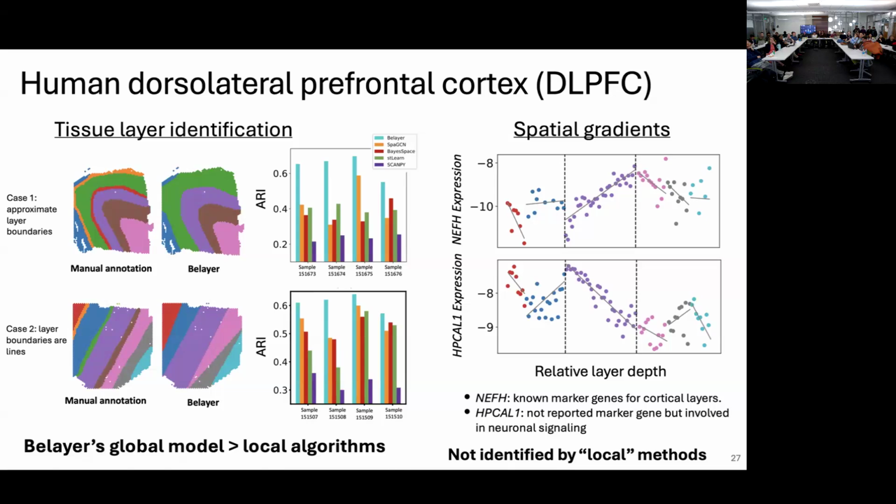And also just as interestingly, once you have these layers, the cool thing that you can do is you can actually look at gradients of expression using this 1D layer depth coordinate. And so, for example, these gradients might tell you, oh, this gene's increasing or this gene's decreasing in this layer. And it turns out to be a good signal for what are called marker genes, which are just genes that are important for biological function. And it can reveal both known marker genes and potentially new markers. And importantly, I want to stress that these patterns of gene expression, these gradients, are often not identified by these local methods that don't take into account this global 1D geometry.